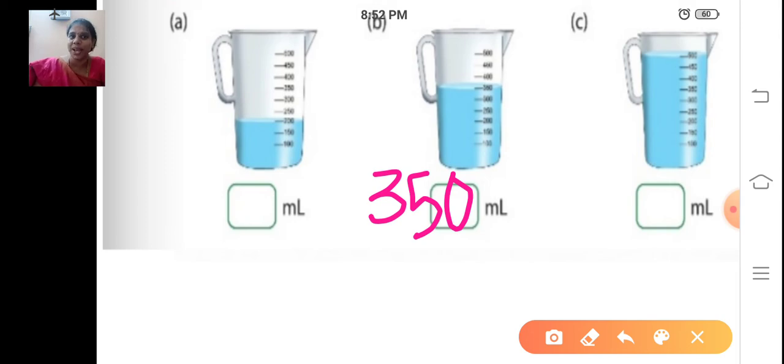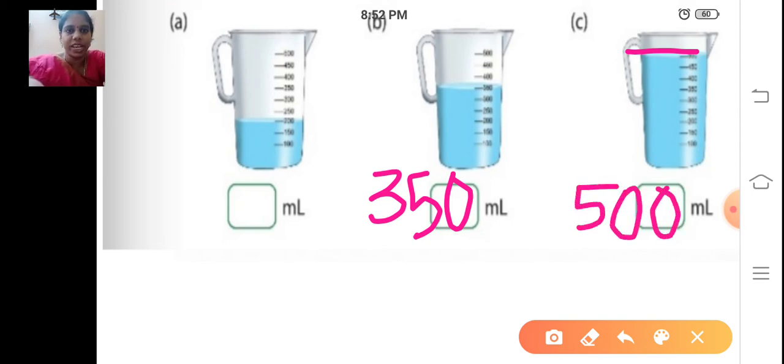And see the third one. Just see where the marking is. Yes, it is at 500, isn't it? So 500 ml. You can see the marking and write that. So first one is holding 200 ml of water, second one 350 ml, and third one 500 ml. Clear? So next we'll see.